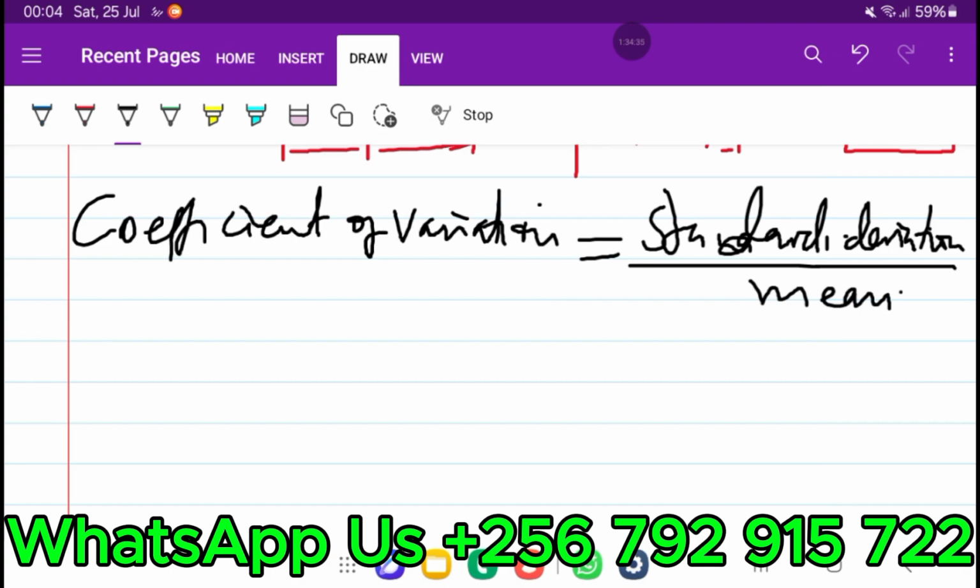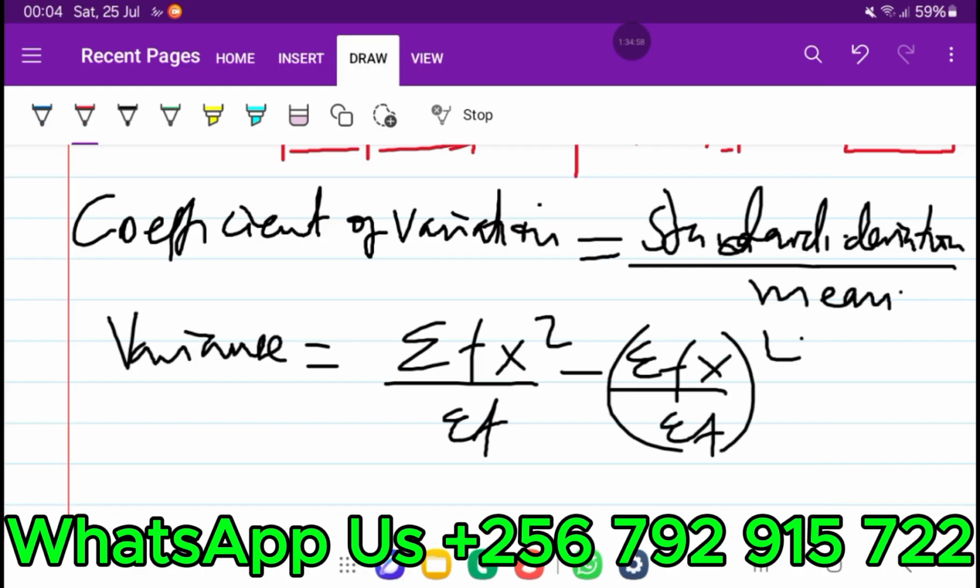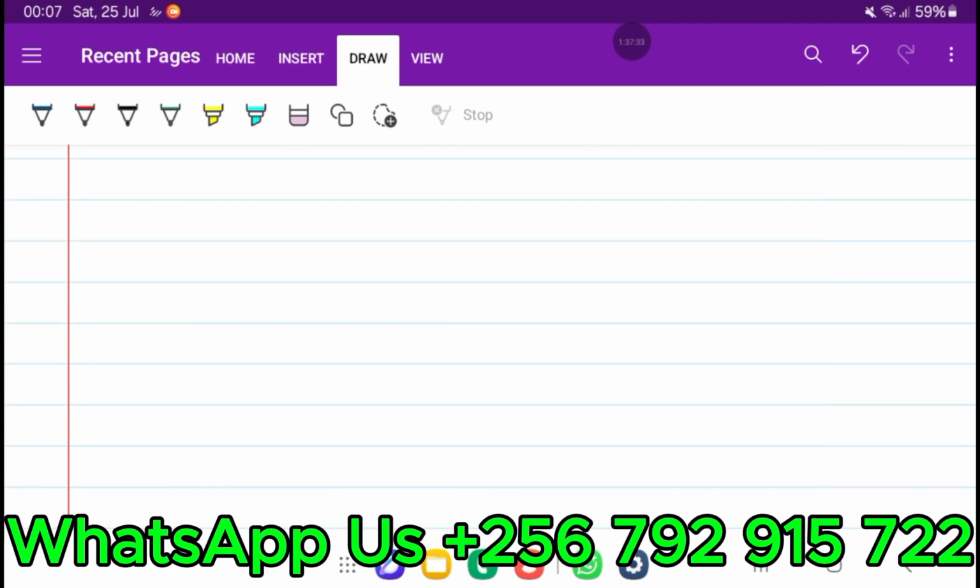So we want to first start by getting the standard deviation. We know standard deviation is the square root of variance. So let's first get the variance now. Variance is summation fx squared over summation f minus summation fx over summation f, bracket squared. So we substitute in the values and then we finalize this.